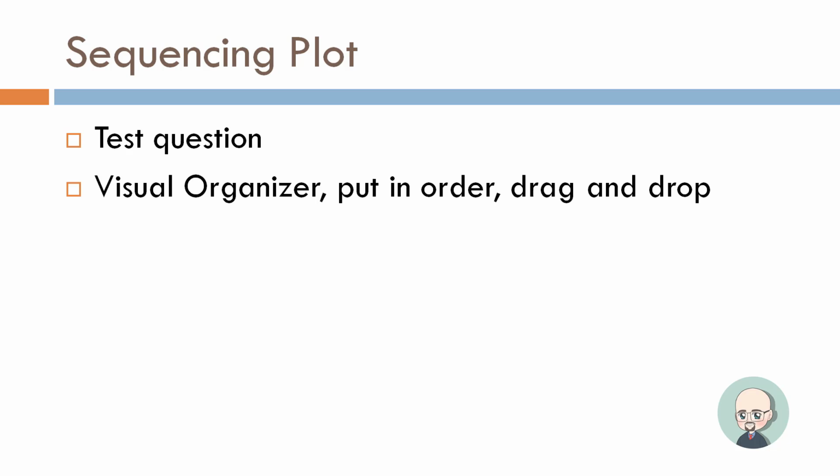Okay, sequencing plot. This is often a test question where they'll have a visual organizer of some nature, and you have to put the plot sequence in order by dragging and dropping. So you have to say what happened first, what happened second, what happened third. It may be helpful when you're reading to, next to the paragraphs, jot down what the main idea is.